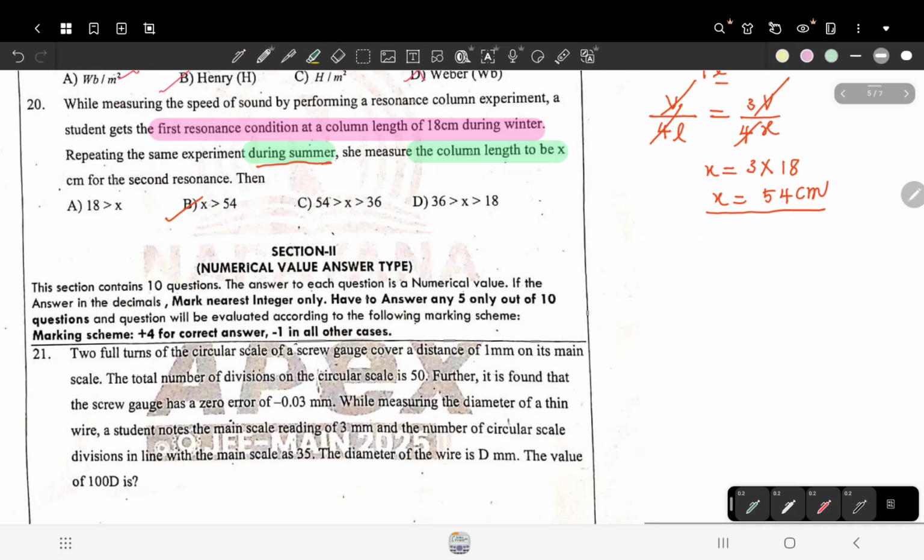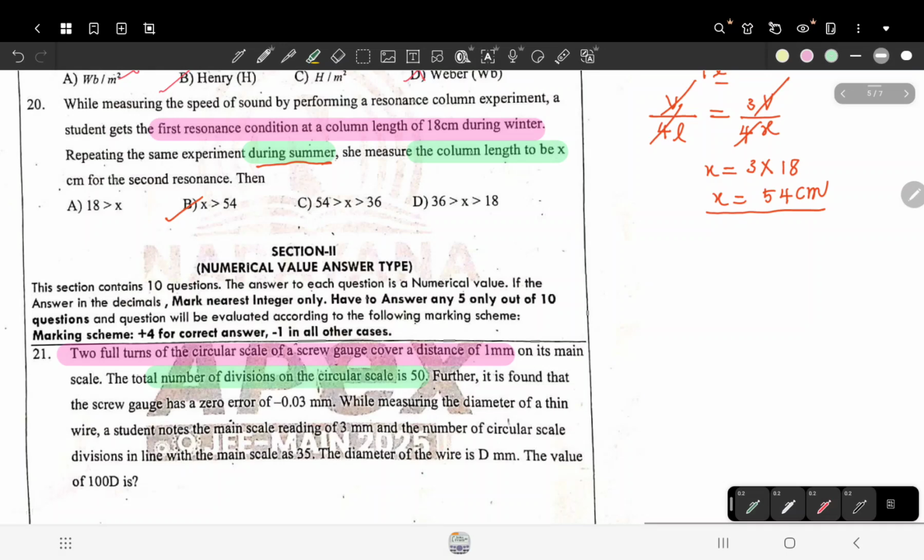So let me see what the given things are. Two full turns. There are two full turns that you need to understand. Two full turns of the circular scale of a screw gauge cover a distance of 1 mm. Therefore, that is not the pitch. Pitch will be equal to half of it, which is nothing but 0.5 mm. You should understand that for two rotations it is 1 mm, so for one rotation it will be equal to 0.5 mm. The total number of divisions on the circular scale is also important to find the least count. The number of divisions is 50.